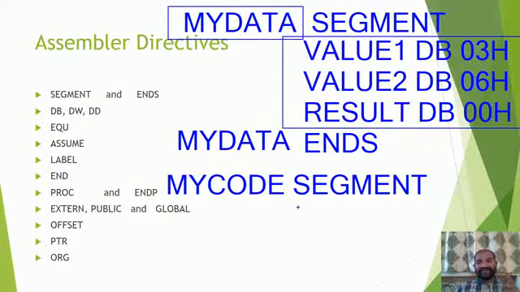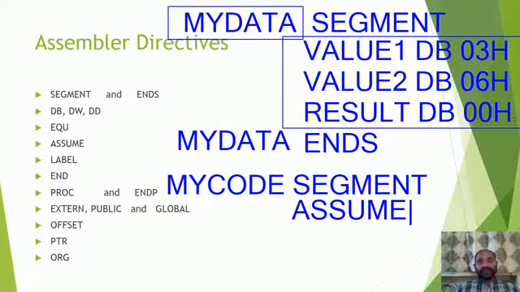Further, I'm going to make use of the assume. I use assume soon after you start the code segment with the segment directive. With the help of the assume we are explicitly telling the assembler which one we are treating as a code segment and which one we are treating as a data segment.